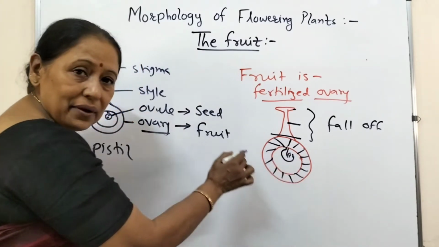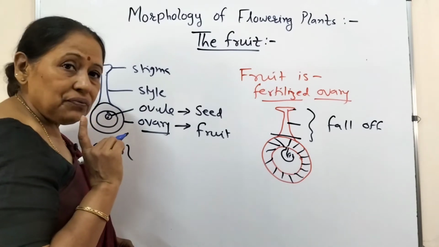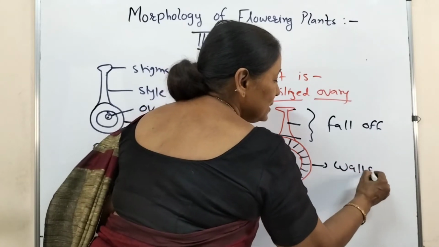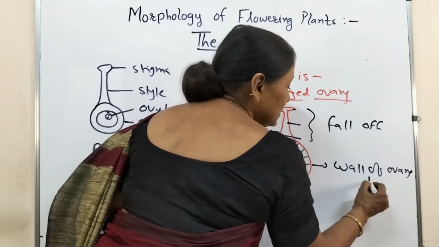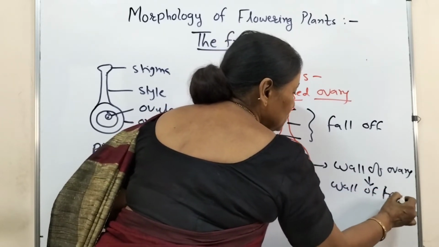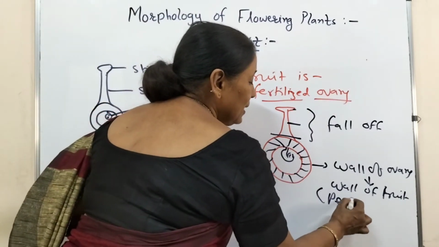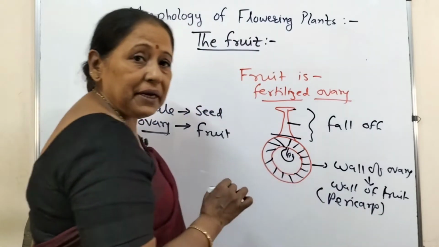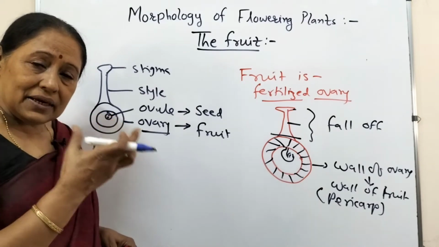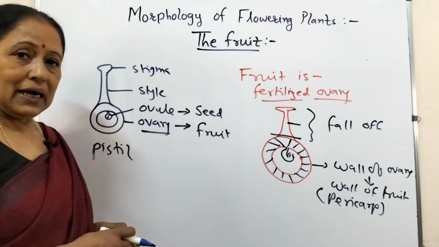Now this wall of the ovary, one more post-fertilization change. This wall of ovary changes into wall of fruit, and it is called pericarp. So what is pericarp? Pericarp is the wall of ovary which is changed into wall of fruit. So the wall of fruit is called the pericarp.